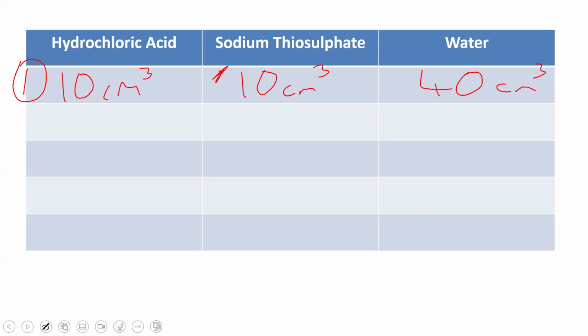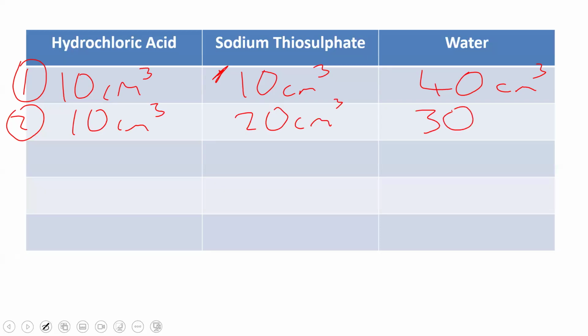That's experiment number one. Experiment number two is when you get 10 centimeter cubed of hydrochloric acid, but this time you'll have 20 centimeter cubed of sodium thiosulfate and 30 of water. So you can see that you're increasing the concentration because you've now got more sodium thiosulfate.